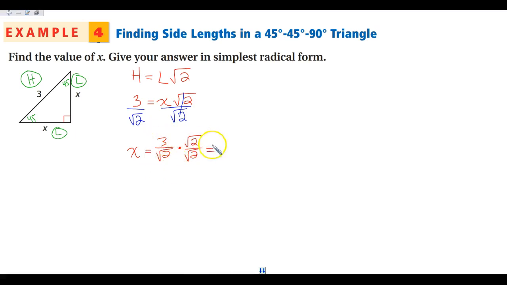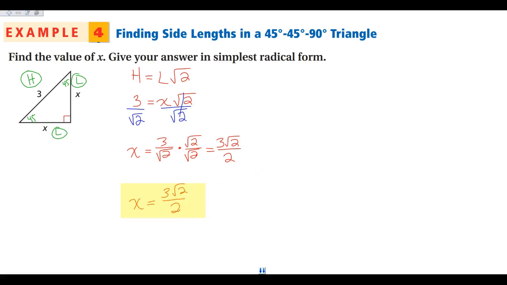Okay, so when I multiply across the top, I'm going to get 3 times the square root of 2. Square root of 2 times square root of 2 is the square root of 4, which is 2. All right, so x is going to equal 3 times the square root of 2 over 2. That is fully simplified. That is our answer. If this was 4 square root of 2 over 2, then we would have to take that 4 over 2 and reduce it. Okay, but since it's 3 and a 2, that doesn't reduce. That's how we leave it.